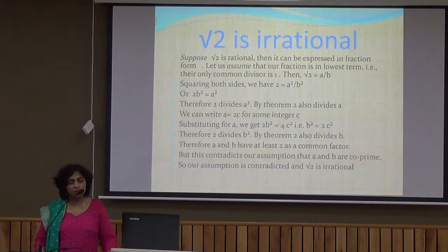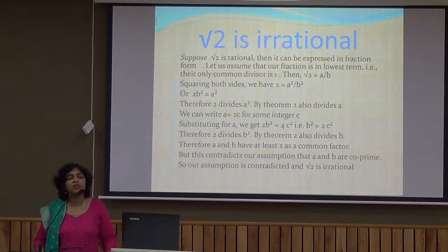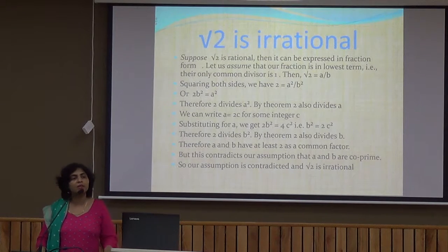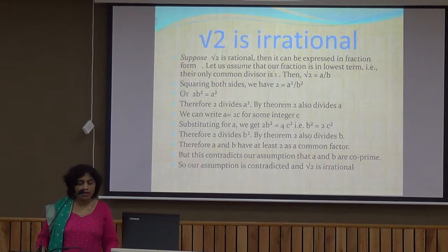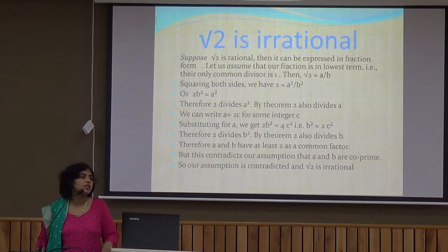So we say square root 2 is A upon B, and we square the whole equation to get 2 is equal to A square upon B square. Cross multiplying we get 2B square is equal to A square. That says 2 divides A square. And by the theorem, if 2 is dividing A square, it should also divide A. So we can say A is 2C. That means it's a multiple of 2 which is represented in the form 2C, and C is another integer.